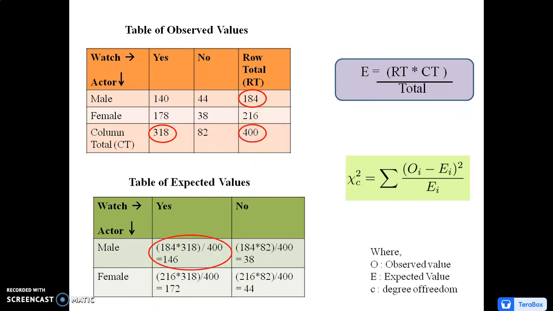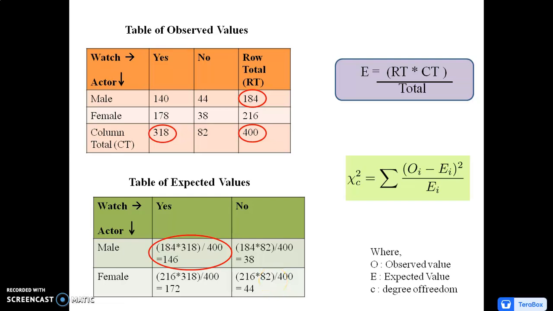So that when we compute, it becomes 146. Likewise, we have calculated for all the other cells. So let us now say, if I want to calculate the expected value for this cell, which means the RT is 184, CT is 82, and total is 400. So it will be 184 multiplied by 82 divided by 400, which gives 38. Similarly, it gives 172 and 44 for the respective other cells.